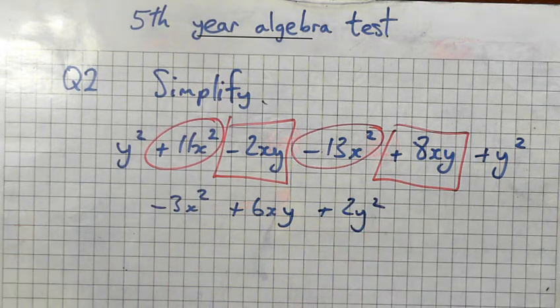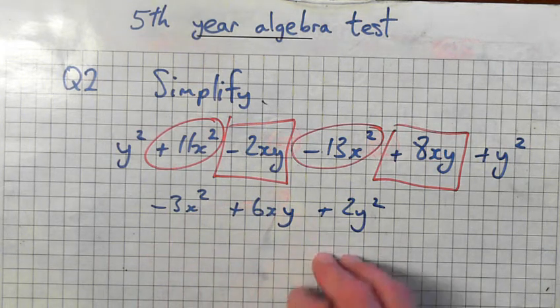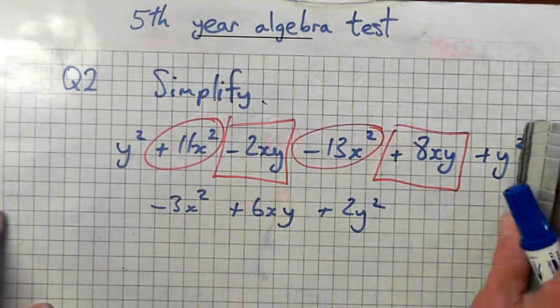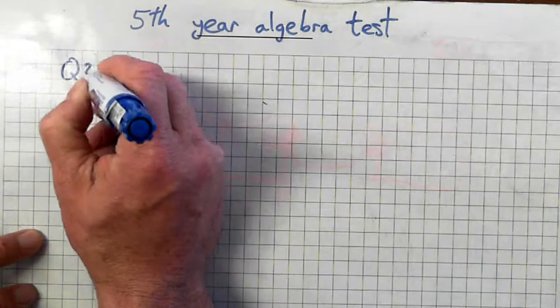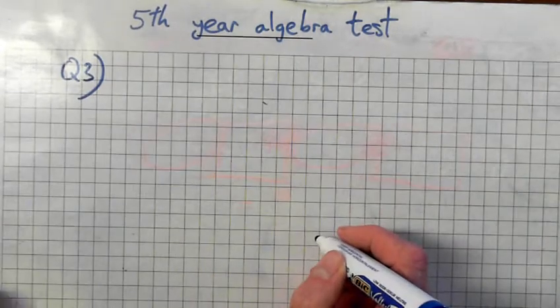And we're left with y squared plus 2y squared. Now it doesn't matter if you write the 2y squared first and then the 6xy and then the minus 3x squared, it doesn't matter which order, as long as you have them written down. Some people made basic addition and subtraction errors. Question 3.